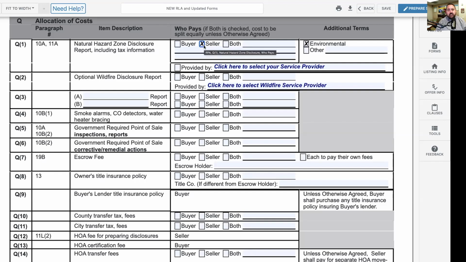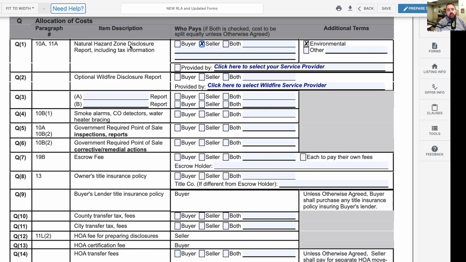Now, what I would suggest if you're a listing agent, even if you get from the buyer that the buyer is going to pay for that report and your seller's like, yeah, I'm in. I feel like because this NHD report, this natural hazard zone disclosure report, is a mandated disclosure. It is a disclosure that is required to be provided. You cannot waive it. And it's replacing the disclosure that would come from the seller.